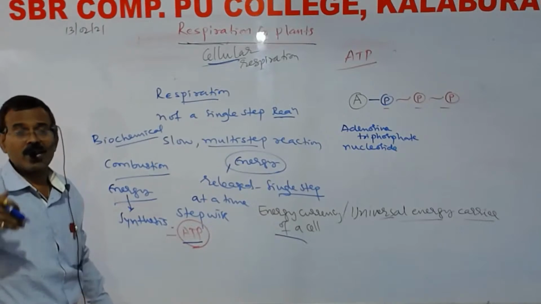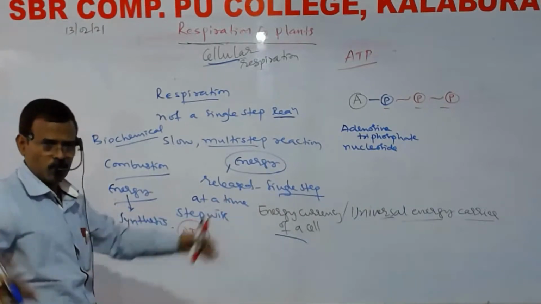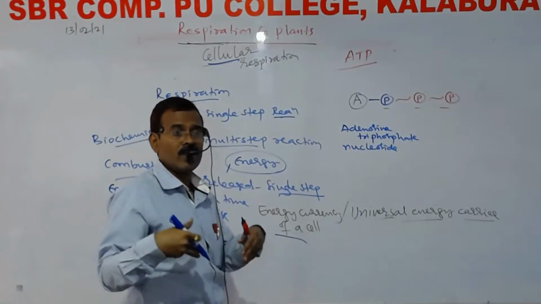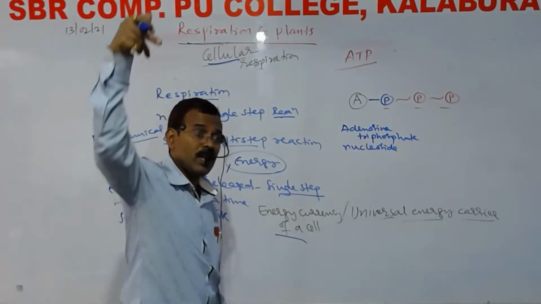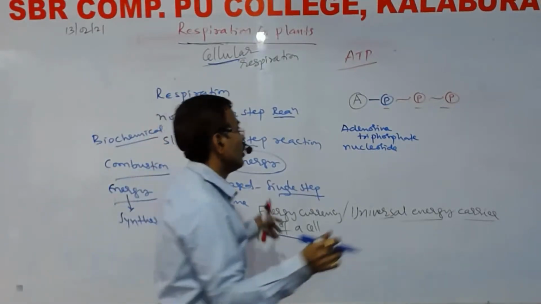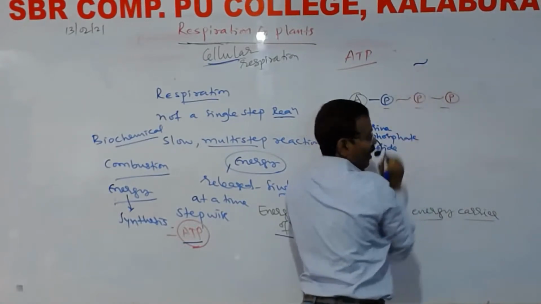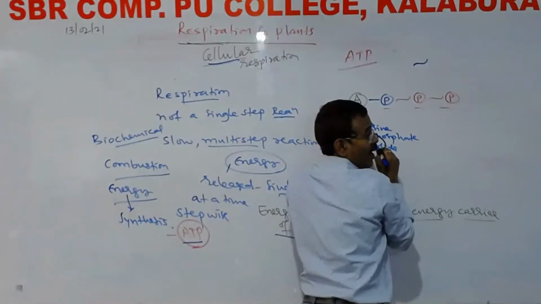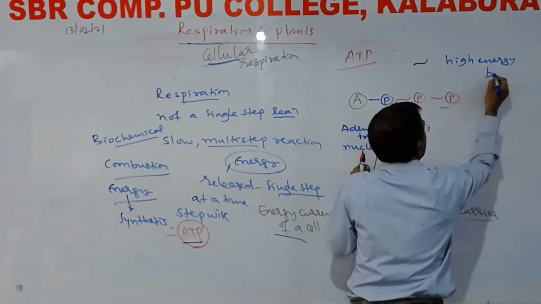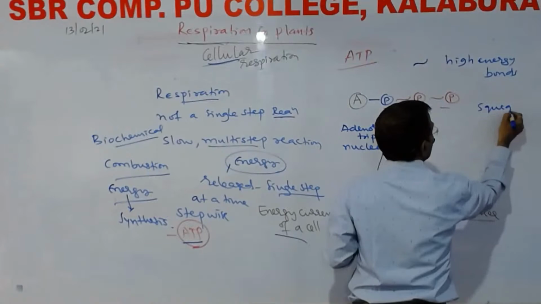When these are required by the cell to perform metabolic activity, these ATPs are easily transported into the cell, where they undergo hydrolysis or breakdown, resulting in the release of energy that is used by the cell to perform the metabolic activity. These are represented by curly lines like this. These are high energy bonds. These curly lines we call squiggle bonds.